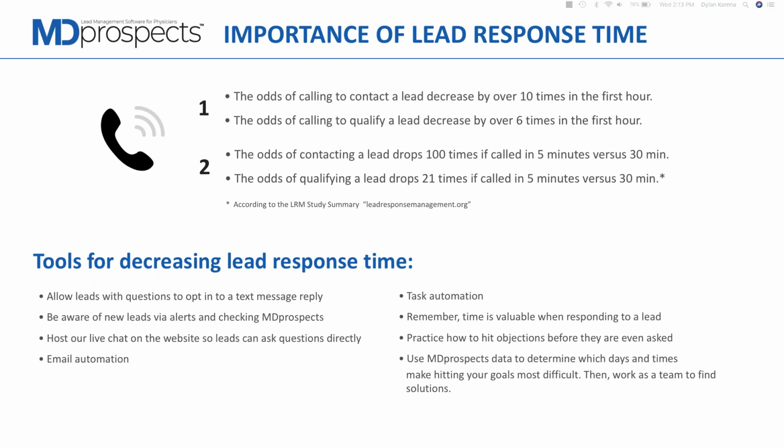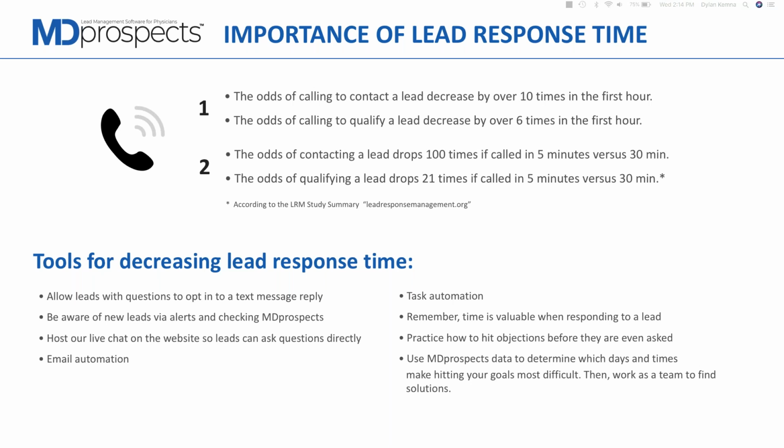And I'll share this slide with everyone afterwards as well. So one of the things that we do in MDprospects is we have tools for decreasing the lead response time. If you have an online form, allow leads with questions to opt into a text message reply. They might find it easier to text with you than answering a call, especially if it's something about pricing or scheduling questions. Make sure that you're aware of new leads via alerts and checking your MDprospects regularly, and make sure with your website company that you have all the proper notifications sending to the right people.